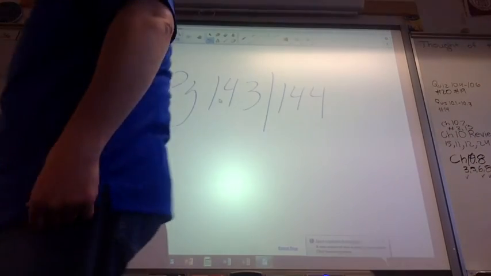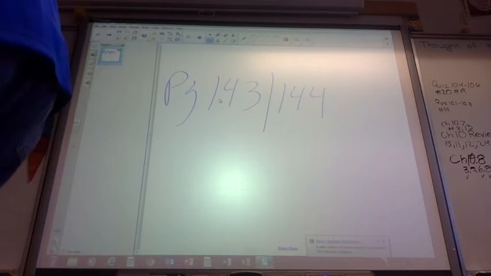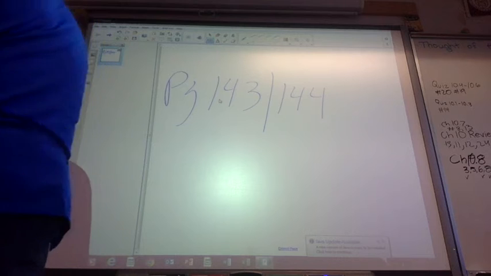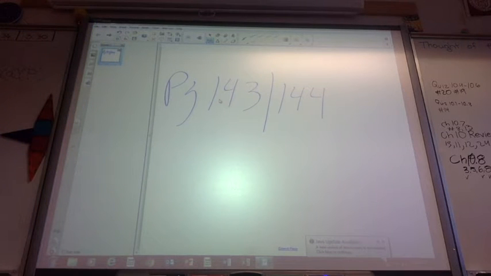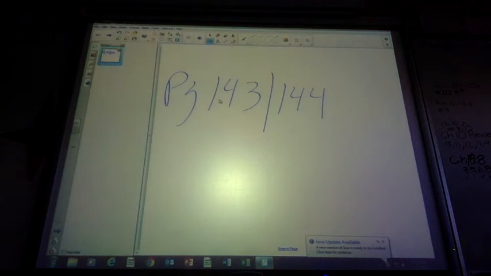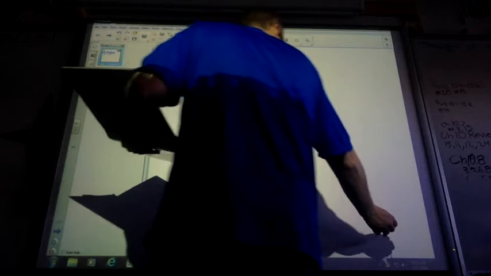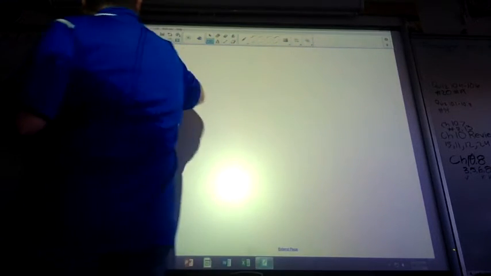So taking a look at page 143 and 144, looking at problems 1 through 5. Is there anything on 1 through 5 you'd like to see? Yeah. 3, you got it. Number 3.